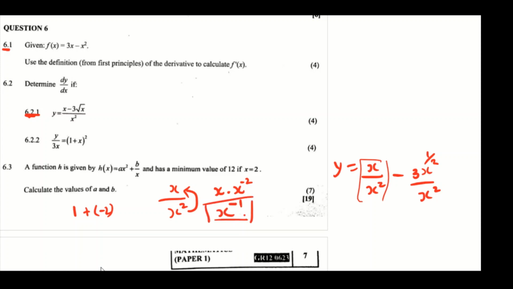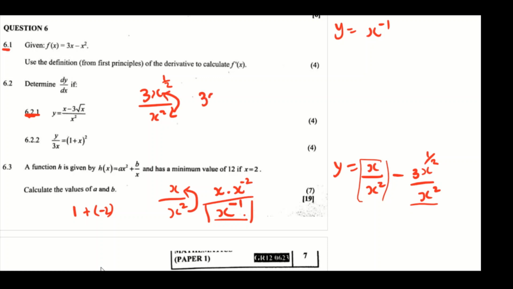That's the first part. So y is equals to x to the power of minus 1. And in this one here, we have 3x to the power of 1 over 2 over x to the power of 2. I take this at the bottom or up, it doesn't really matter. Let me take it up.